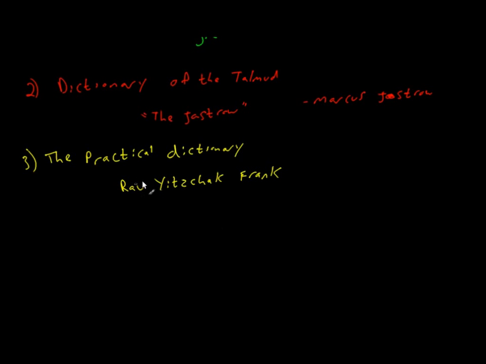It's just limited by selection. It has about 5,000 words in it. The Jastrow has a gazillion more, and the green one is also a much thicker and bigger book. So, the Practical Talmud Dictionary.